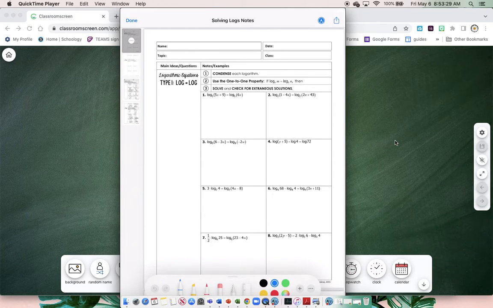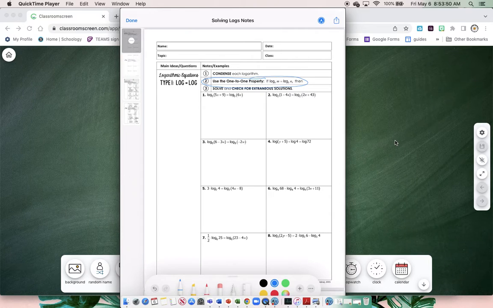Hi guys. Okay, so today we're gonna solve logarithms. Basically, the steps are here at the top. Number one is to condense each logarithm. That means get it into its simplest form. Make sure only one log is on the left, one log is on the right. Then we're going to use the one-to-one property.